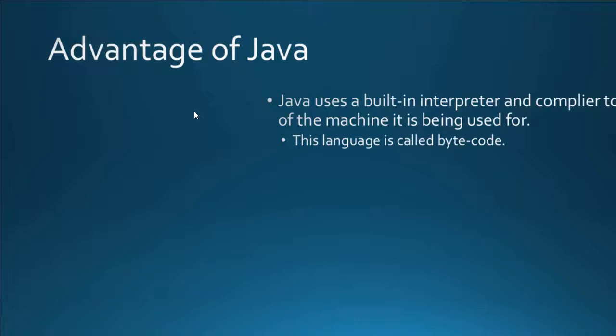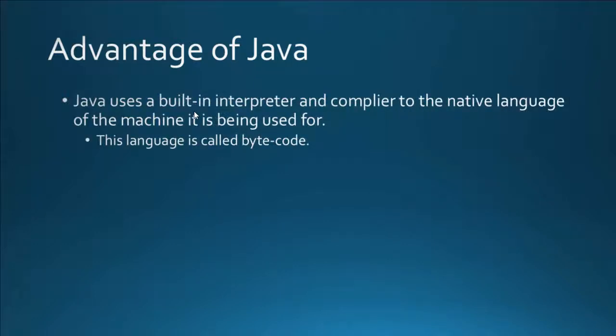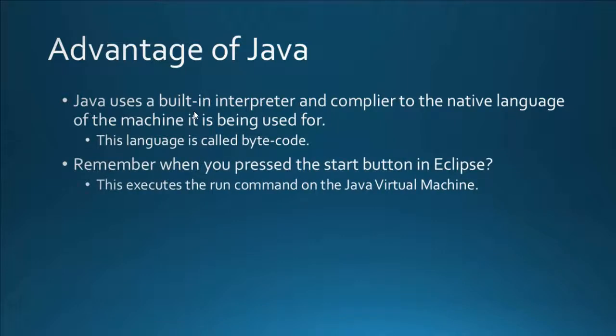Now, an advantage of Java. Java uses a built-in interpreter and compiler to the native language of the machine it is being used for, whether it's Windows or whatever. The language that Java produces is what's known as bytecode. Remember when you press the start button in Eclipse? This executes the run command on the Java virtual machine.